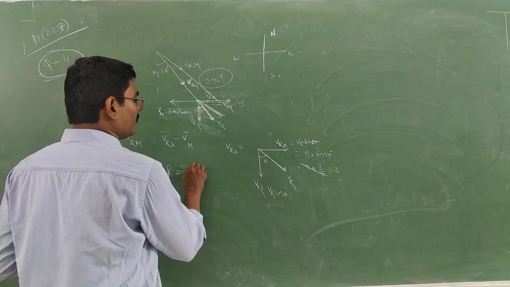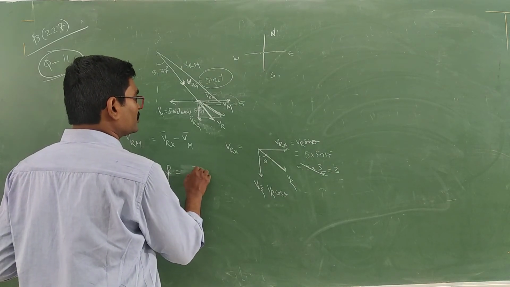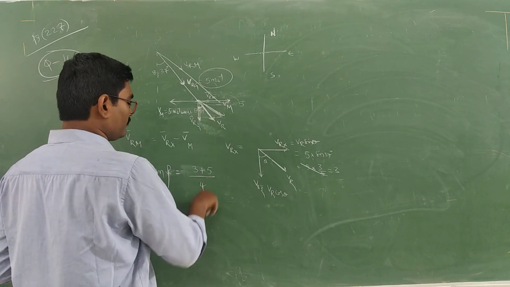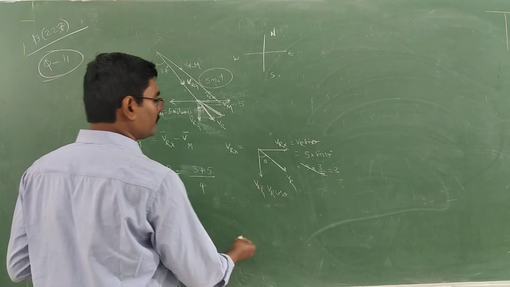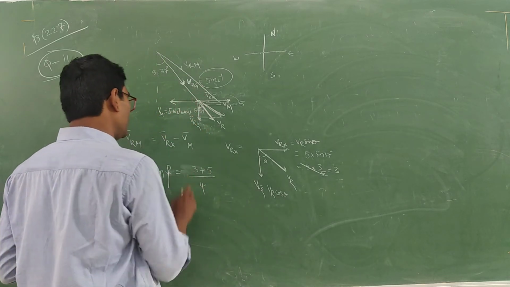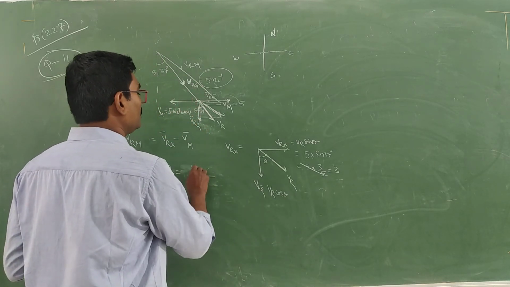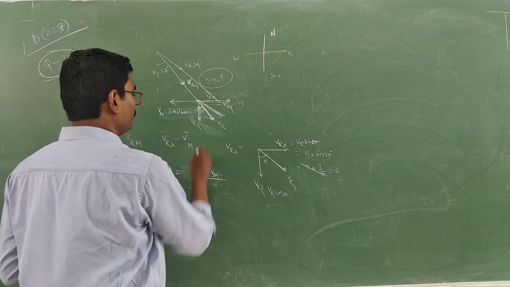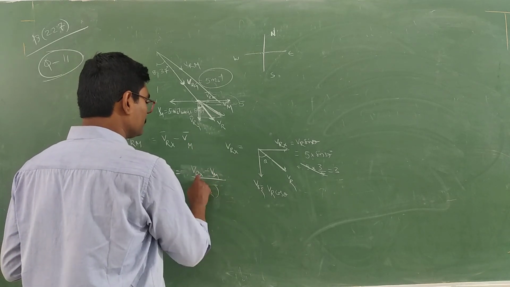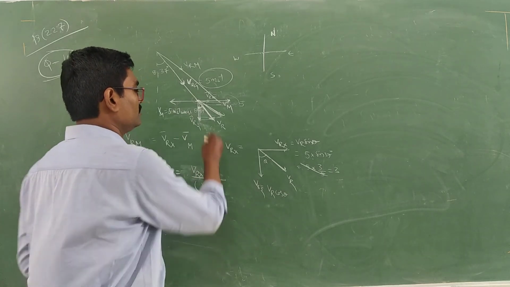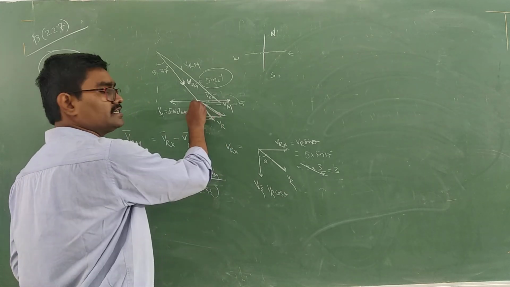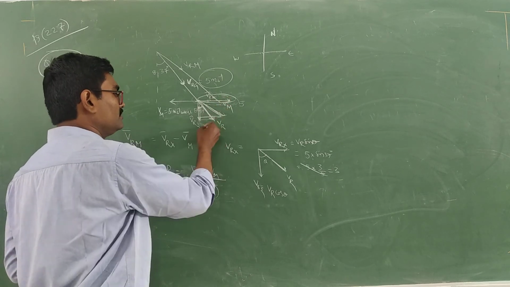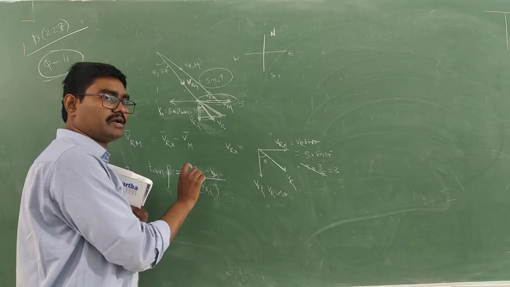So it is 3 plus 5 over the adjacent side. What is the opposite side? VRX minus VM by VRZ. Correct? Opposite by adjacent side. The opposite side is this side only, that is VRX minus VM. This is the general formula I am writing.